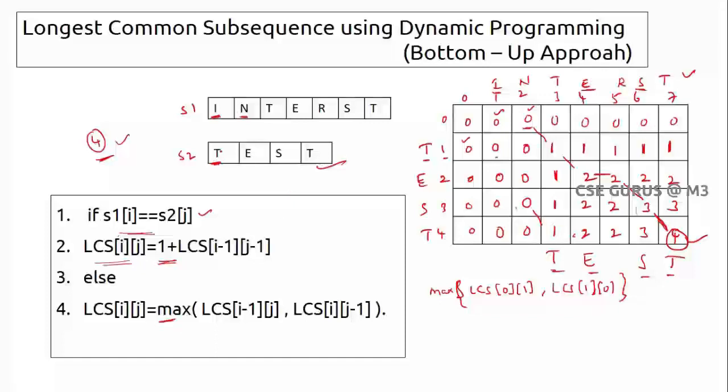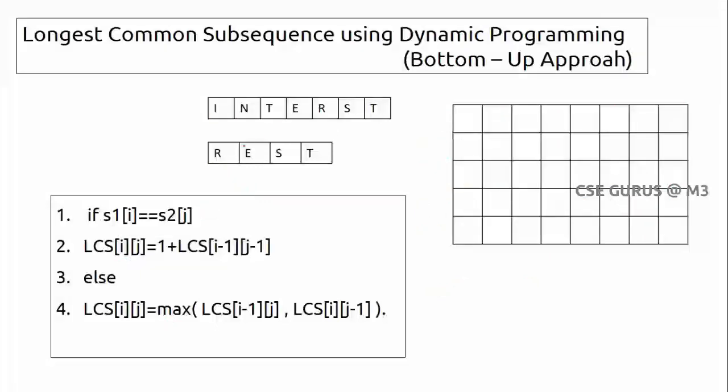You can try for NEST also, and here you will again get it as 4. So what about R? That means REST. You will get it as 3. So that part we'll do now, whether we'll get the answer or not. I have taken here REST.